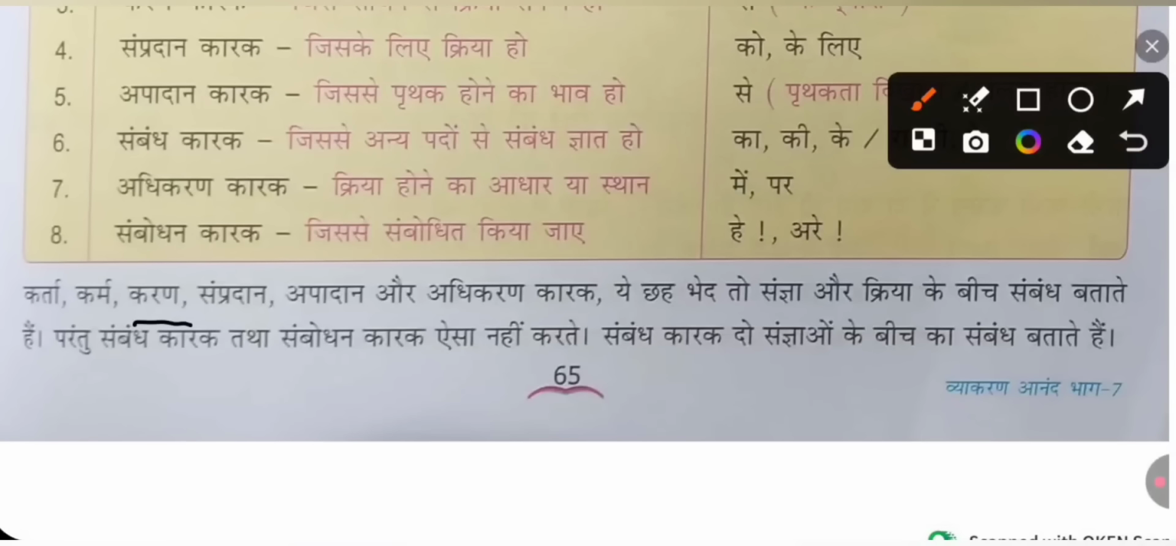कर्ता, कर्म, करण, संप्रदान, अपादान और अधिकरण कारक, ये 6 भेद तो संज्ञा और क्रिया के बीच संबंध बताते हैं. So the 6 types of karak give us the relationship, how the noun and the action words are connected. परंतु संबंध कारक तथा संबोधन कारक ऐसा नहीं करते. The संबंध कारक and the संबोधन कारक do not give the details of how the noun and the action word are connected. Instead, संबंध कारक दो संज्ञाओं के बीच का संबंध बताते हैं. So the संबंध कारक shows how two nouns are connected. संबोधन कारक is used to address the noun, to call the noun.